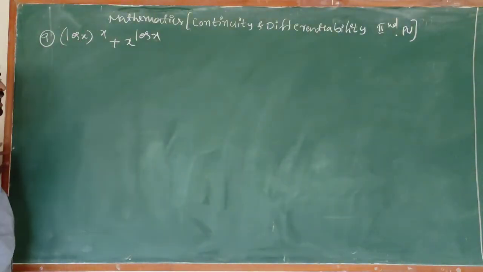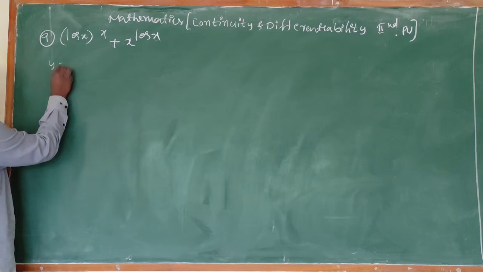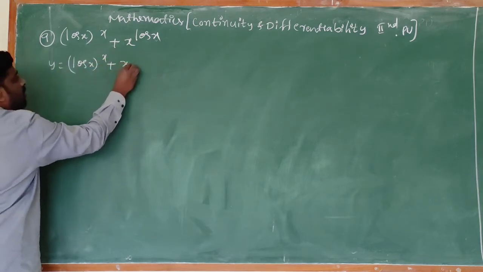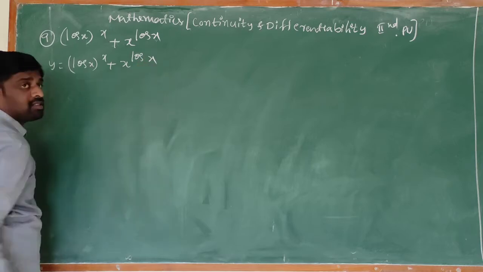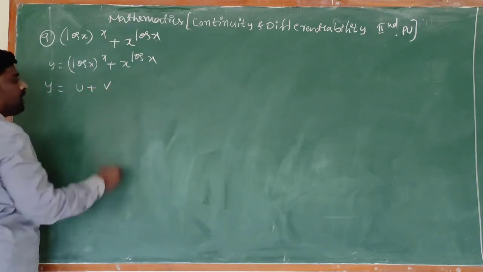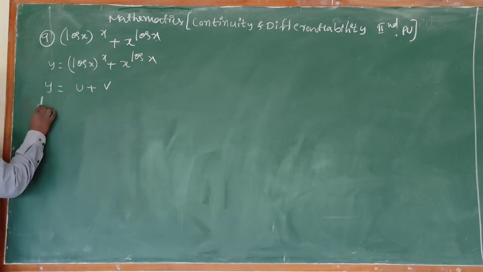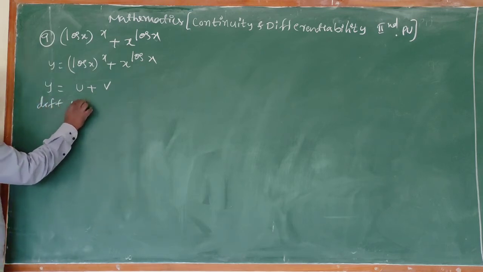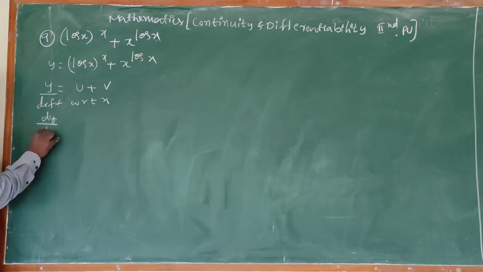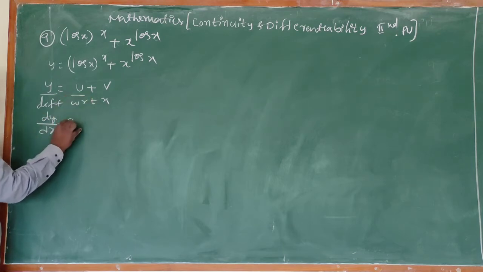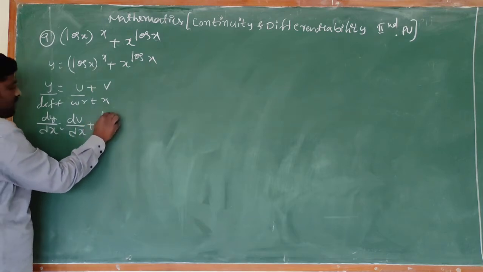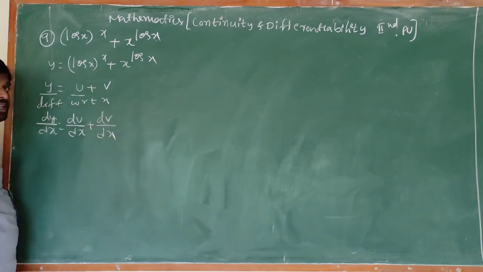One we take as y. y is equal to (log x) whole to the power of x plus x to the power of log x. Now I can take y is equal to u plus v. Now differentiate with respect to x. y differentiation is dy by dx, u differentiation is du by dx plus v differentiation is dv by dx.